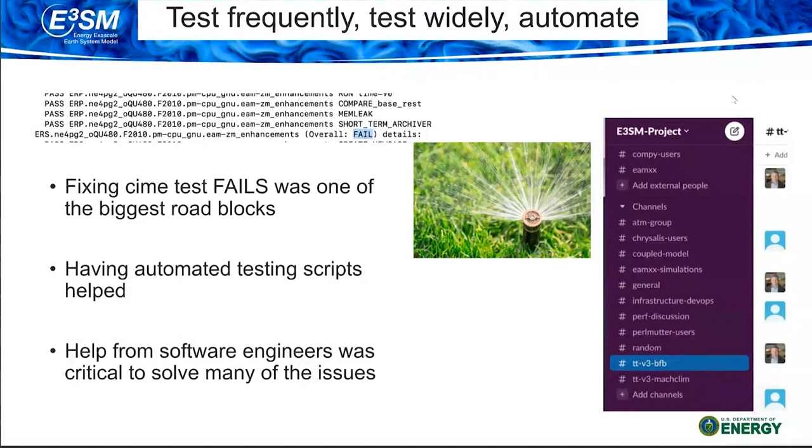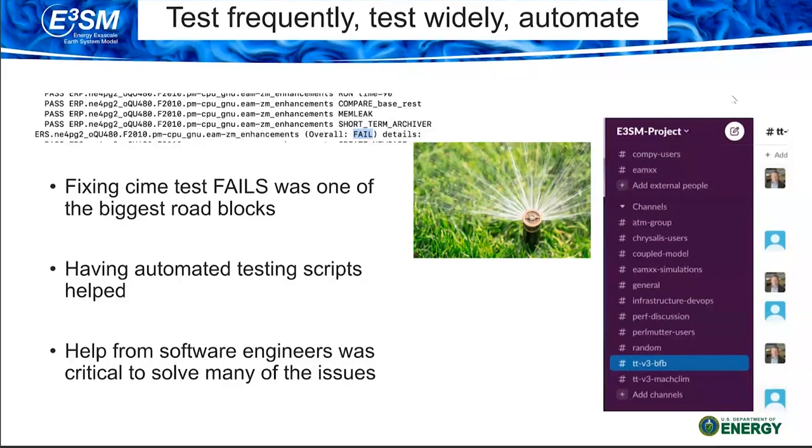And in the end, what was really important was to get help from the computational scientists when it came to some of these bit-for-bit issues that domain scientists were struggling with. And therefore, for example, on Slack, we had a TGB3 bit-for-bit test Slack channel that was really helpful to have that conversation, trying to track down what were the bit-for-bit tests that we needed to actually fix.